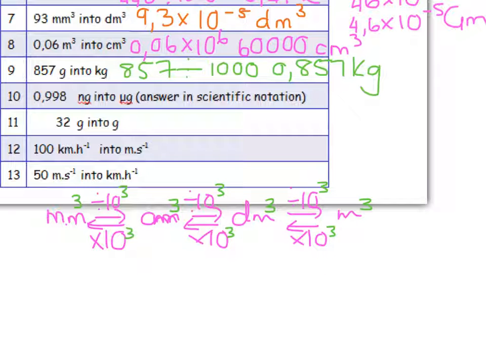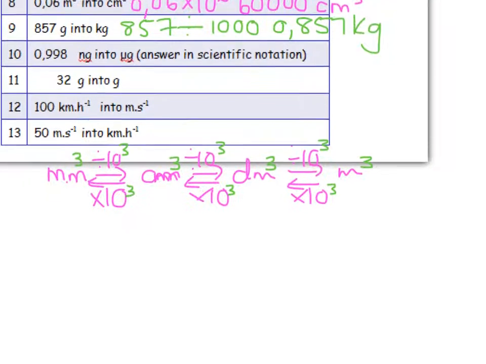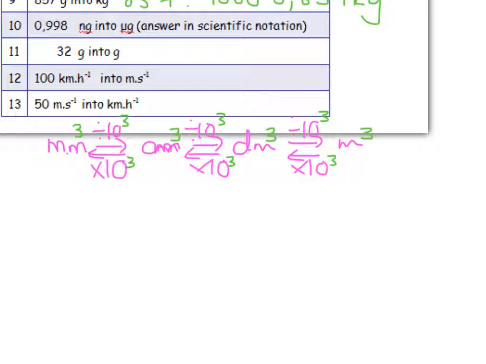Things get a little bit more tricky when I am going to move from nanograms into micrograms. Again, nano is times 10 to the negative 9 on my scale, and micro is times 10 to the negative 6 on my scale. So how many hops have I got over here? I've got 3 hops on the number line, and negative 9 is very small when compared with negative 6, which is pretty small as well. So let's work that out.